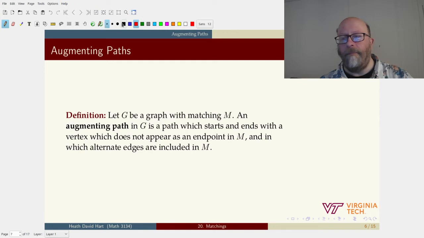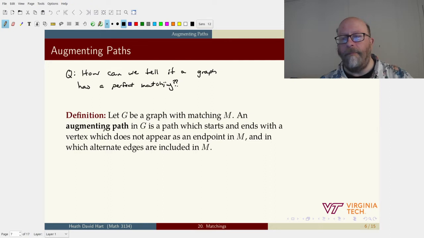So the question that we want to ask is, how can we tell if a graph has a perfect matching? Having an even number of vertices is not enough. It's necessary, but not enough. So we're going to look at this definition. This is going to be part of our answer to the question.